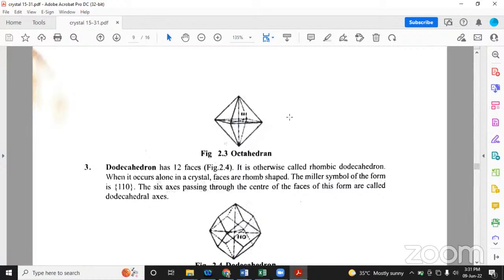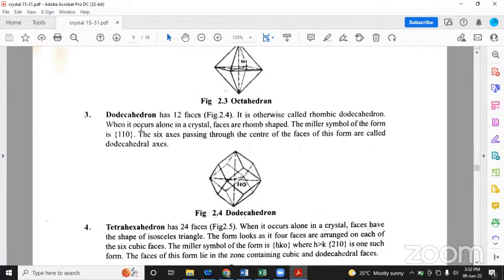The cube Miller symbol is 100. The octahedron Miller symbol is 1, 1, 1, having 8 faces. The dodecahedron has 12 faces. Its Miller symbol is 100. Sorry, 110.